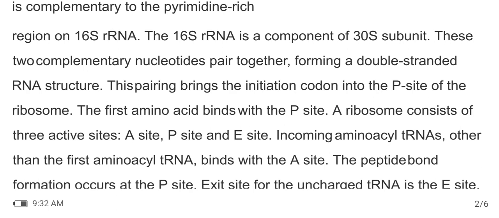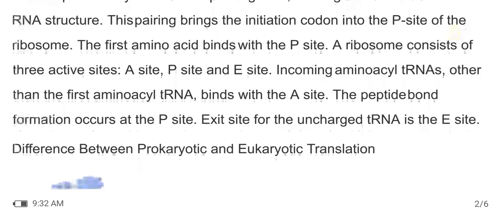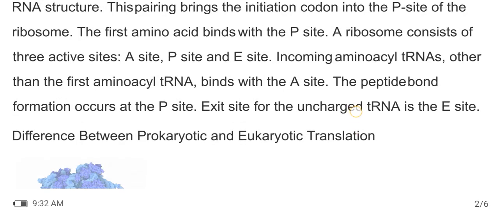A ribosome consists of 3 active sites: A site, P site and E site. Incoming amino acid tRNAs other than the first amino acid tRNA bind with the A site. The peptide bond formation occurs at the P site. The exit site for the uncharged tRNA is the E site.